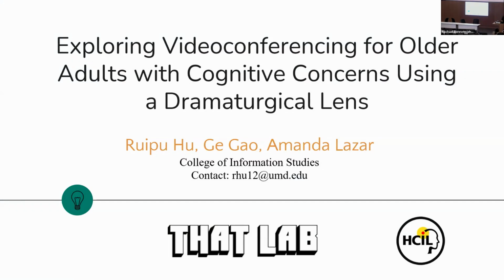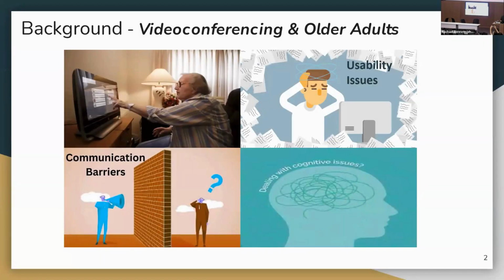And today I'm presenting our work on exploring video conferencing for older adults with cognitive concerns using a dramaturgical lens. So past work has demonstrated the potential of video conferencing technology among the general older adult population, in ways to provide social support and to deliver online health services. However, when older adults with cognitive concerns use video conferencing, they often face compounded challenges, including usability issues, communication barriers, and cognitive concerns when they show up during the use of video conferencing.